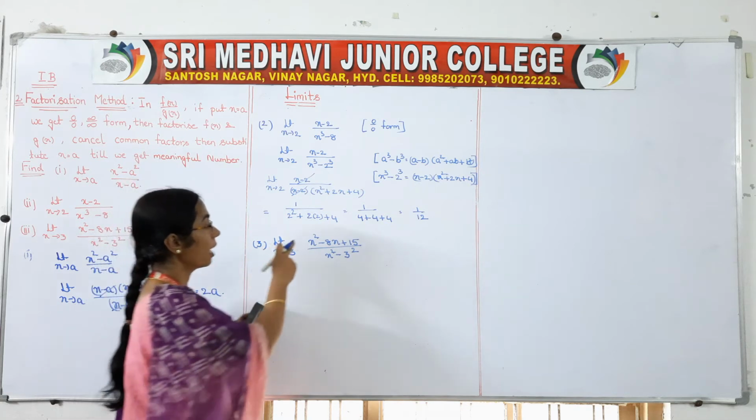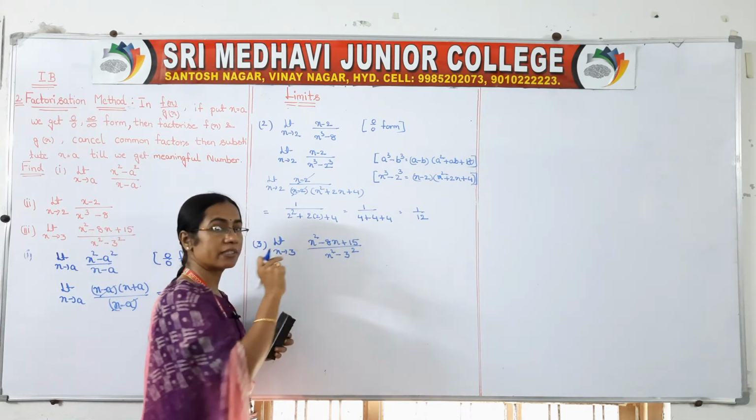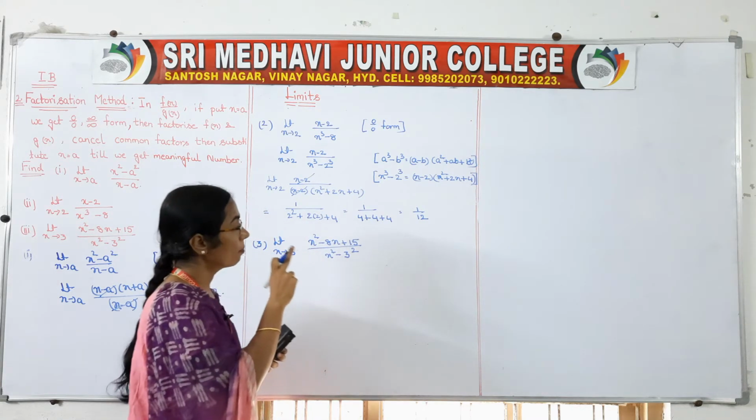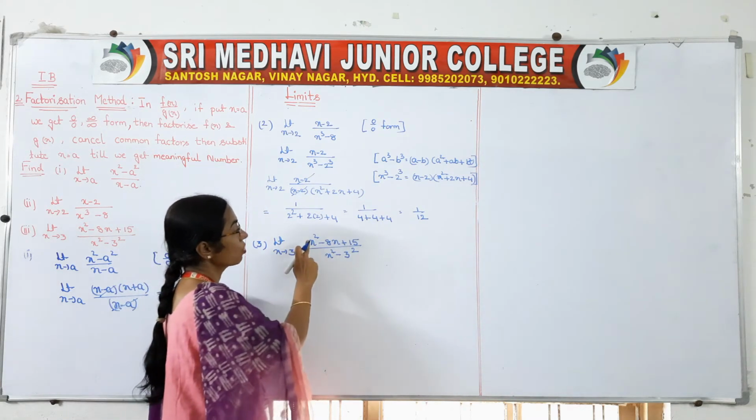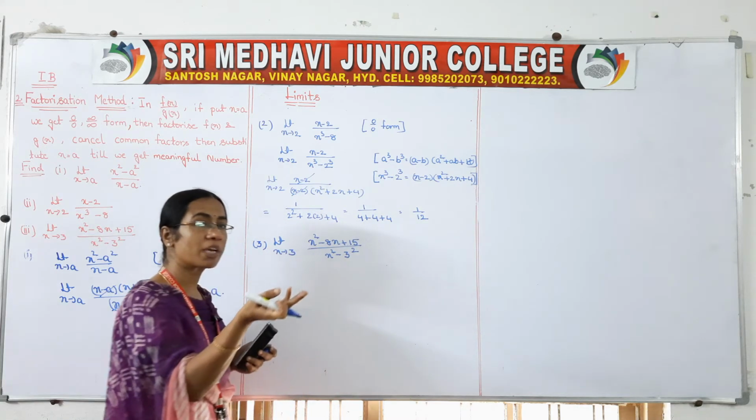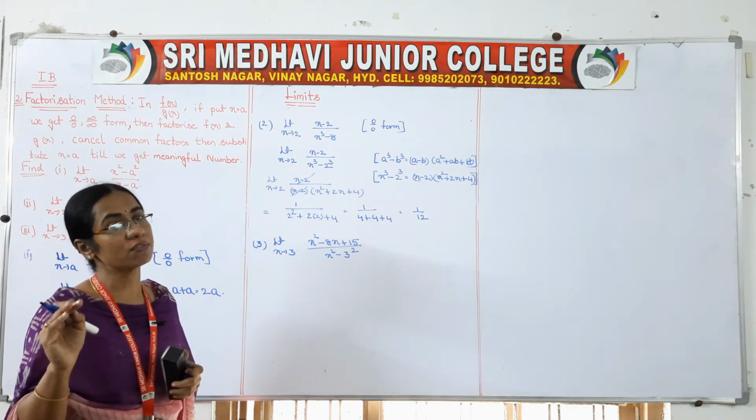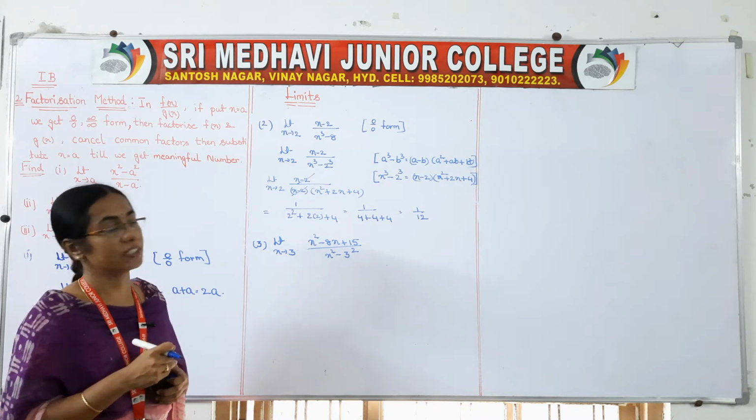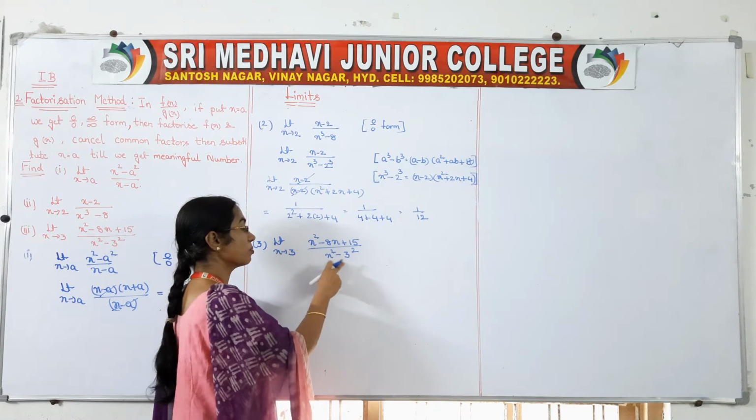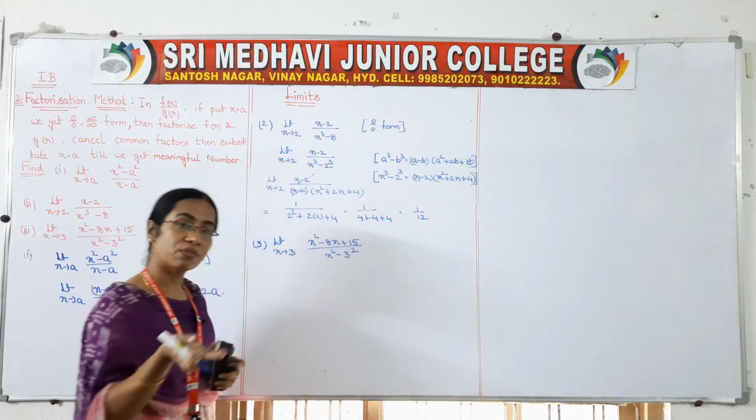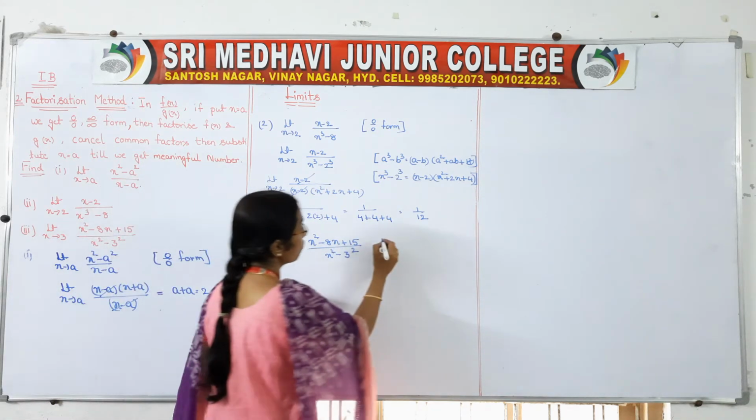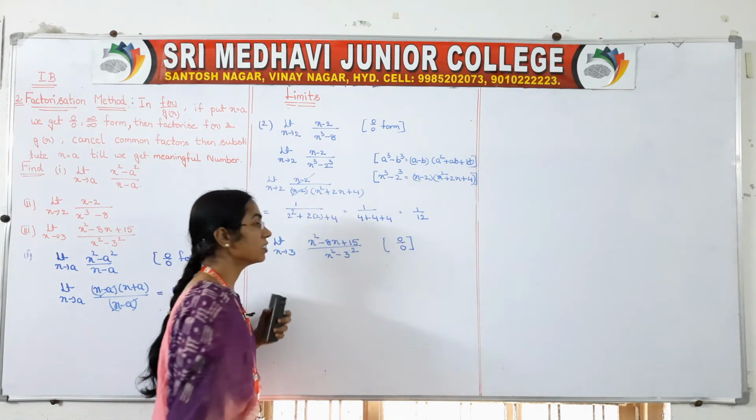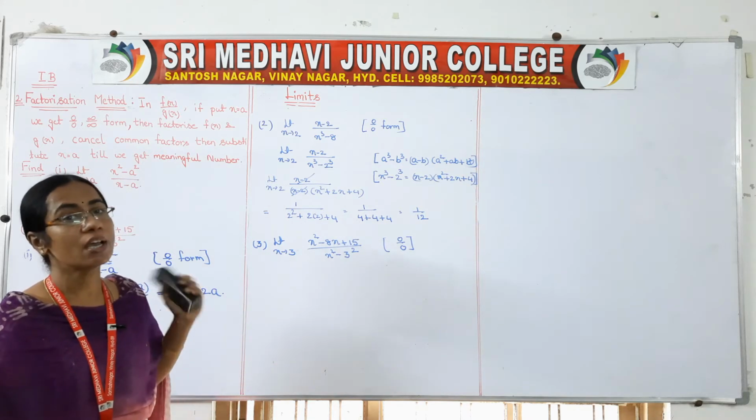So here, 3 square is 9, minus 8 threes are 24, plus 15. 15 plus 9 is 24, 24 minus 24 is 0. F of x value is 0 when x is substituted as 3. Similarly, when x value is substituted as 3 in g of x, its value is also 0. So which form is it? 0 by 0 form. Whenever it is 0 by 0 form, we have to go for factors.